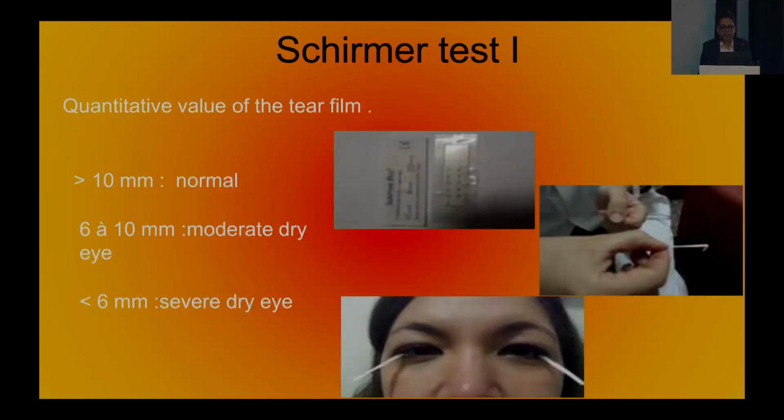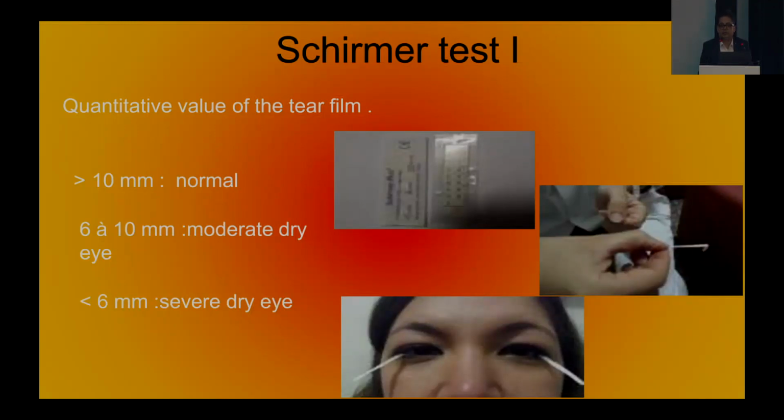The Schirmer test is a quantitative test of the tear film. When the value is more than 10 mm it is normal; between 6 to 10 mm it is moderate dry eye, and when it is less than 6 mm severe dry eye is suspected. Usually we prefer Schirmer 1 without any anesthesia. That combines both the reflex tearing and the basal tearing.